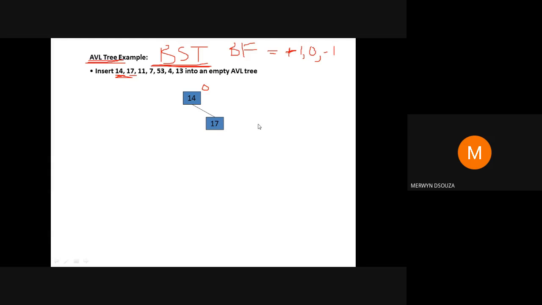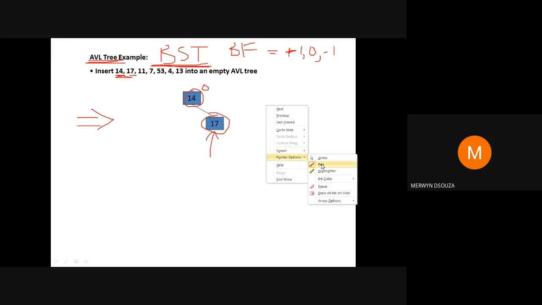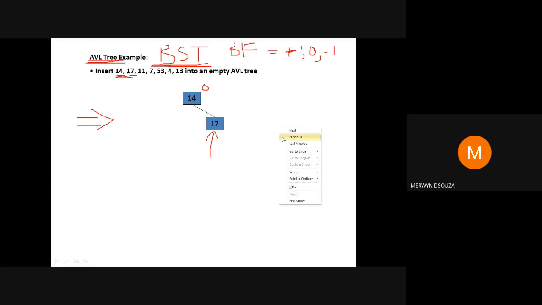Now pay attention to what I'm telling you next. Once you have inserted a new node, this is your new node in the tree. First, calculate the balance factor of the new node. Please draw what I'm showing you stepwise. In the first step I showed you how to insert 14. Now this is your second step. Please make these circles like I told you. Calculate the balance factor of 17. You will get this value as 0.